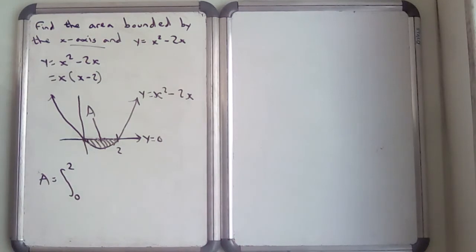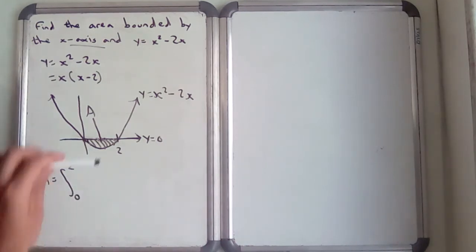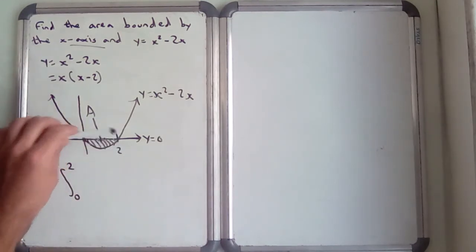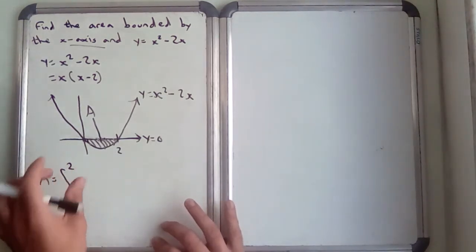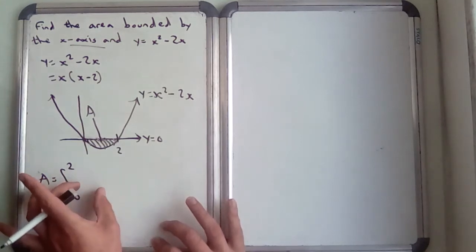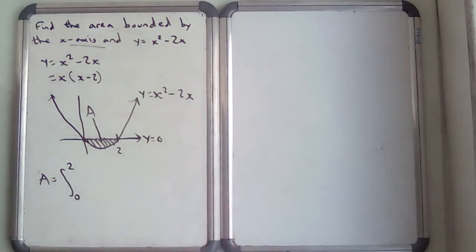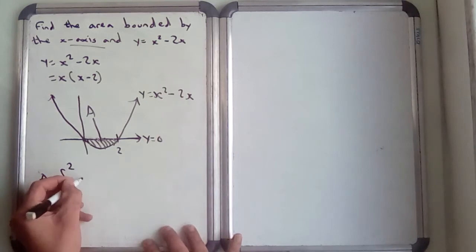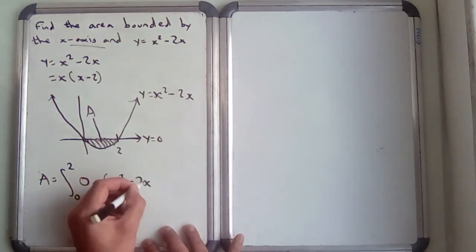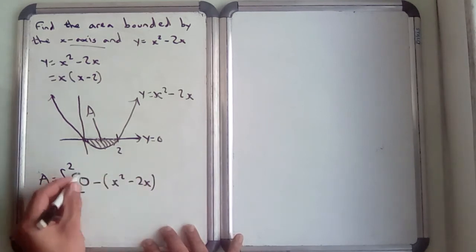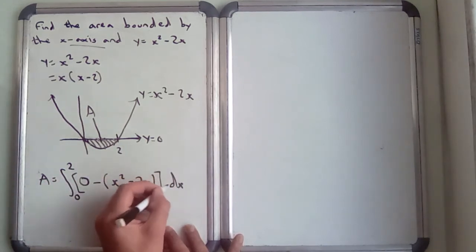Now what you need to do is work out which function's on top. All the way through here, the function that returns the highest y values is y equals 0. So we can say f of x is the function that gives the highest values minus g of x, the function that gives the lowest. So it's 0 minus x squared minus 2x, all of that with respect to x.